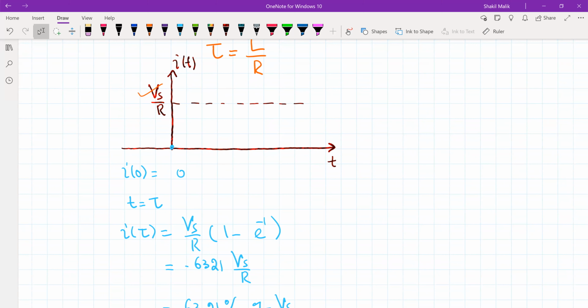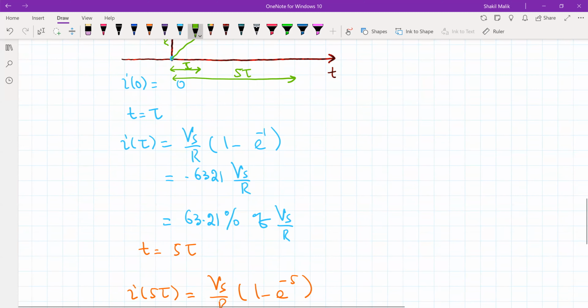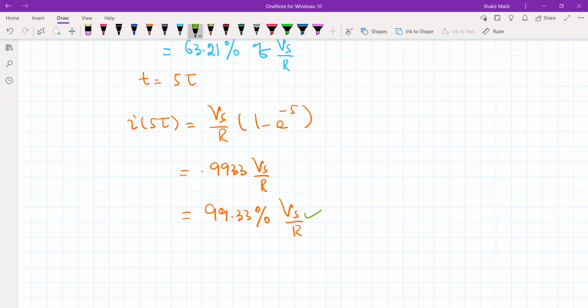And what's Vs by R? It is the final value. So as the capacitor voltage rises, the inductor current rises like this, and finally reaches Vs by R. In one time constant, the inductor current rises to 0.63 times Vs by R. And in 5 time constants, if this is tau, then this is 5 tau. So it will reach almost 99% of the final value, and that's almost this. So in 5 time constants, it rises almost to the final value of the current, that is Vs by R.